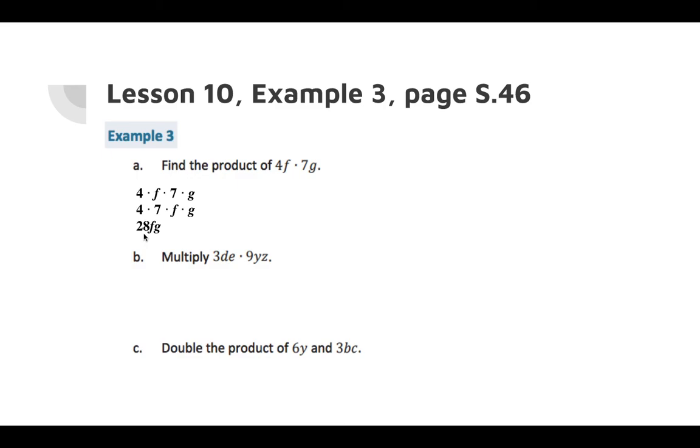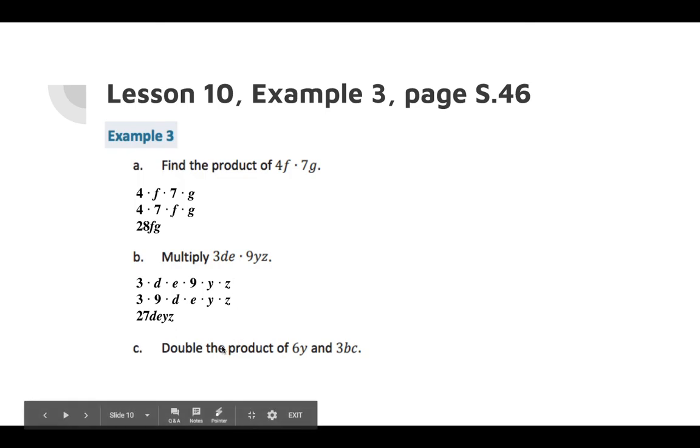Now multiply 3DE times 9YZ. Okay, feel free to rearrange your numbers so that it's easier for you to multiply. You can pause this video so that you can do this on your own, and then start it when you're ready. Alright, so 3 times D times E times 9 times Y times Z. We can rearrange it so it's 3 times 9. And then we rearrange our letters. Remember, you're supposed to go in alphabetical order. So D times E times Y times Z. That'll give you 27 DEYZ.